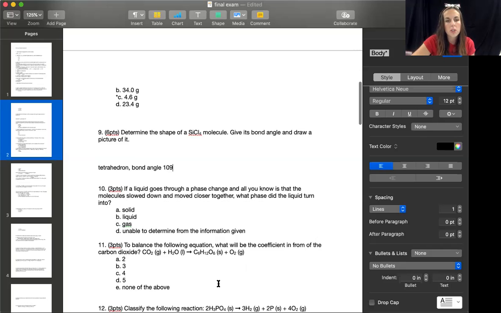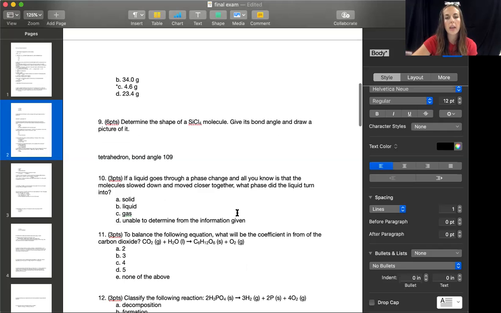The next question says, if a liquid goes through a phase change and all you know is that the molecules slowed down and moved closer together, what phase did the liquid turn into? This is a really easy one. You know that solids have their molecules the closest together and move the slowest. Liquids, they're a little bit farther apart, they move a little more quickly, and gases, the molecules are moving very quickly and are very far apart. So if it went from a liquid and its molecules slowed down and got closer together, we know that would be a solid. So that is an easy one.